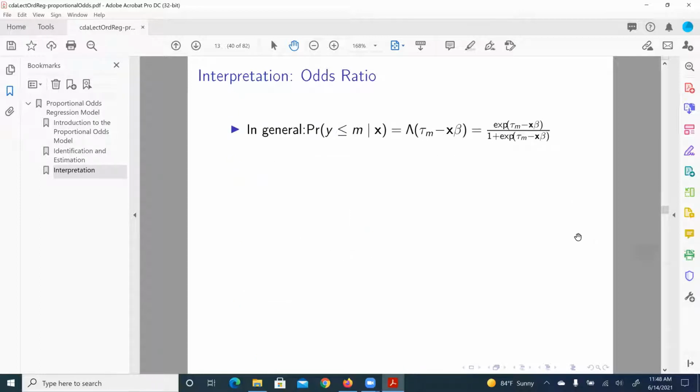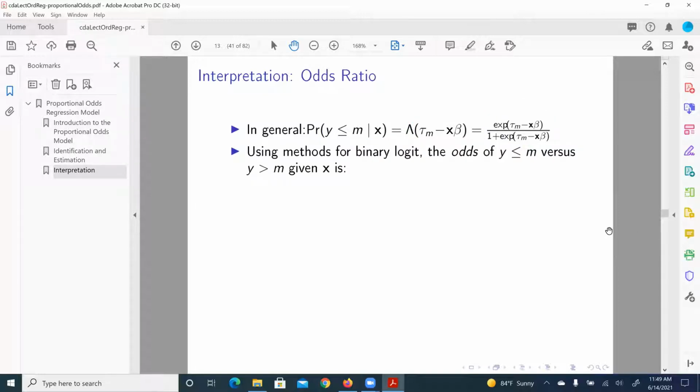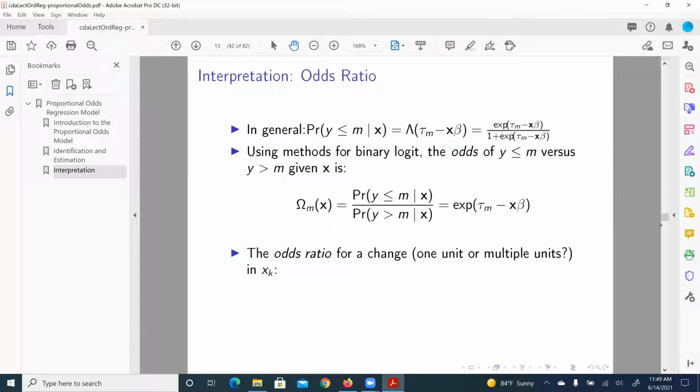So this is what we just derived, right? The cumulative probability function for y smaller or equal to m is this lambda term, the cumulative density for an error term that follows a standard logistic distribution, and that's its functional form. And using methods for binary logit, the odds of y smaller or equal to m versus y greater than m, given x, is expressed like that.